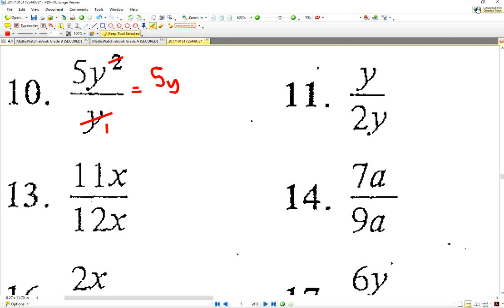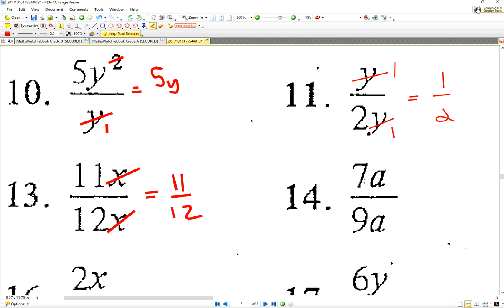The next one we have 11 over 12. These won't cancel, but the x's will cancel. Divide the top by x, divide the bottom by x. So you're left with 11 over 12. Okay, let's move. And if you look at the other side, if the y is common, top and bottom, divide that by y, divide that by y, so they will cancel each other out, leaving just a half.